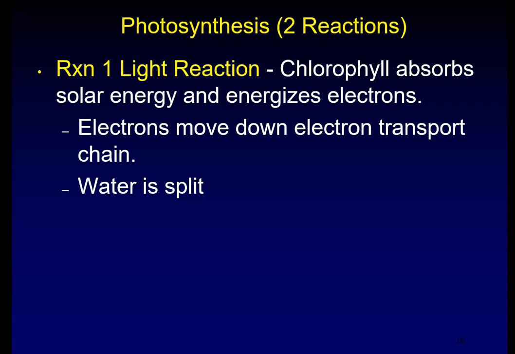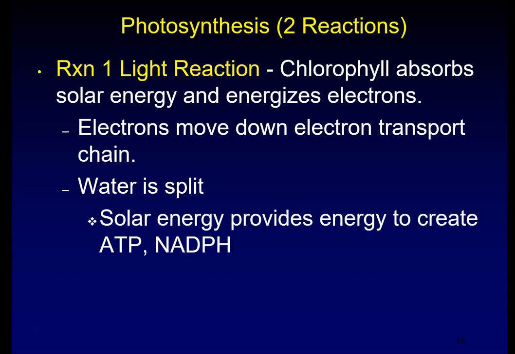One of the other things that we will find out is that solar energy is going to provide energy so that we can create ATP, because as those electrons are being passed down the electron transport chain and those hydrogen ions are being pumped across the membrane, that's a part of what we call chemiosmosis. I'll get into it when we get into cellular respiration in a little bit more detail. But we know that we're going to store some energy in the form of ATP and NADPH.